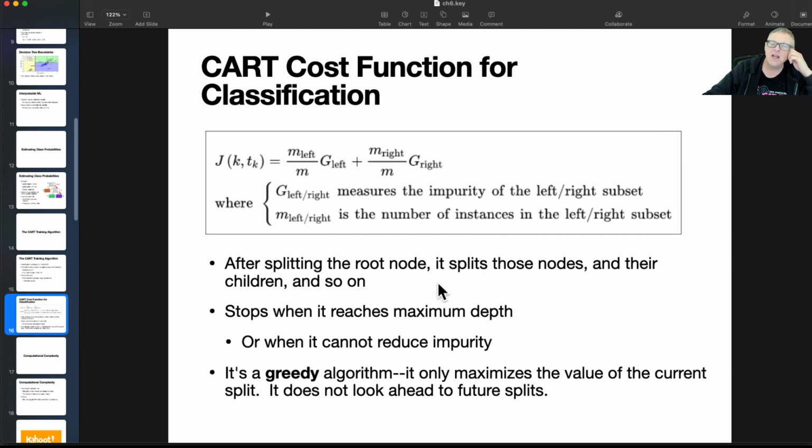So it's pretty simple. Now this is what's called a greedy algorithm. It only maximizes the value of the current split. It is not smart enough to think 2 or 3 moves ahead. It just gets the maximum value out of this one step and then tries it again. So that is a limitation of it.